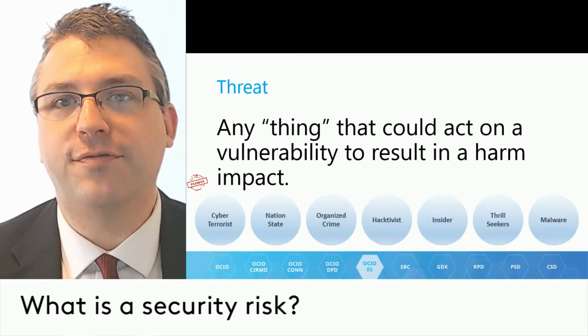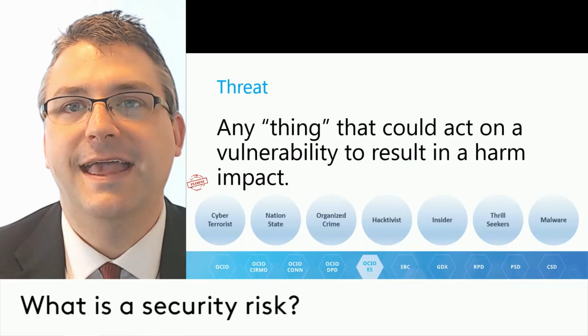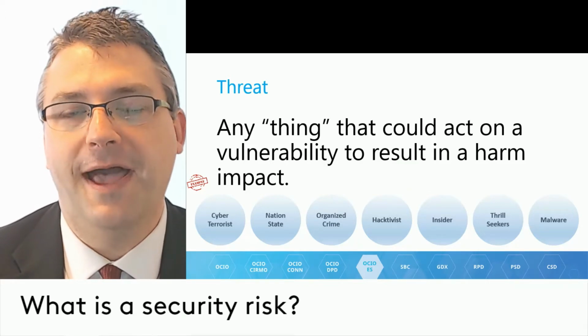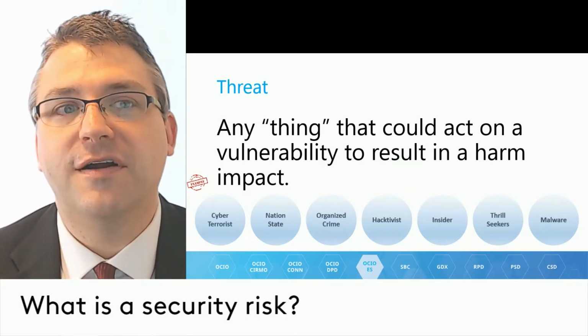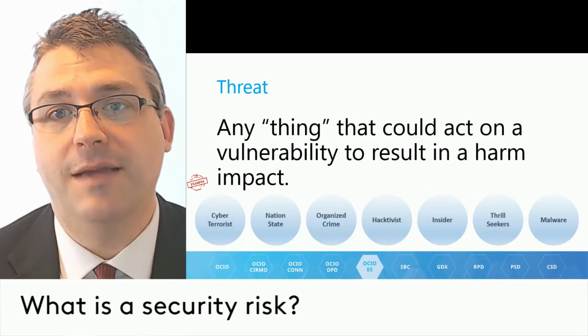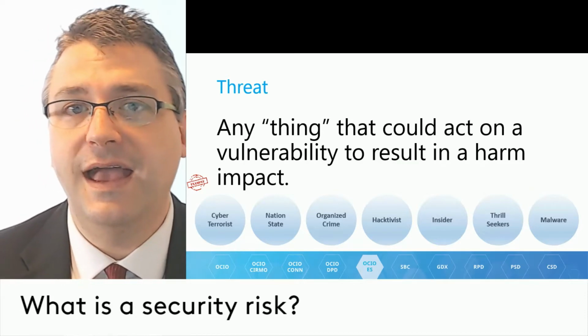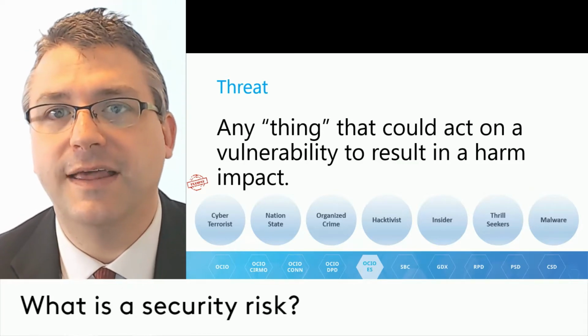So starting with threat, this is really anything that could act on a vulnerability and which could result in a harm impact. Examples are cyber terrorist, a nation state, organized crime, hacktivists, insiders, thrill seekers, and possibly something automated like malware.